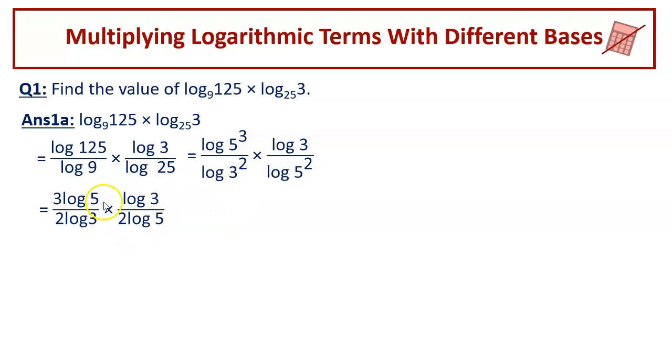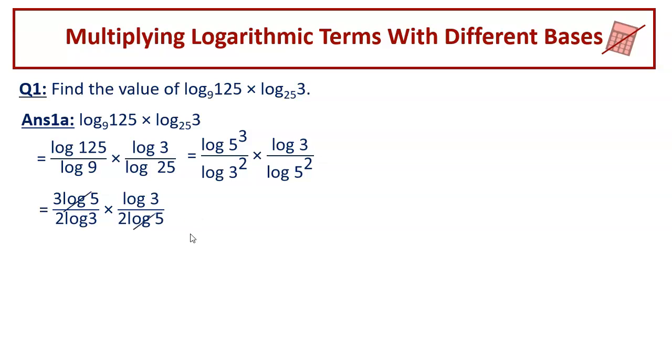And now this log of 5 in the numerator and this log of 5 in the denominator will get cancelled, and this log of 3 and this log of 3 will also get cancelled. Because we have to come to a numerical value, a numerical product. We do not know the value of log of 5, or the value of log of 3, and we are not allowed to use a calculator. That is why I am saying that you can take any number as the common base, but you have to be sure that you know the values of those logarithms. Okay?